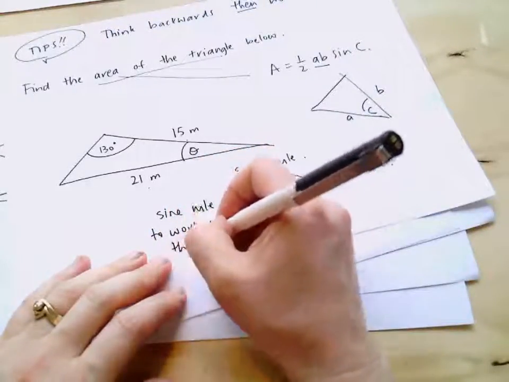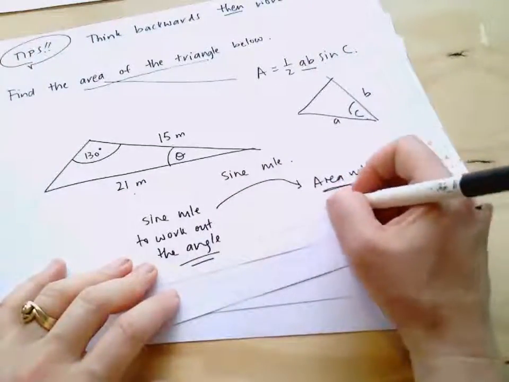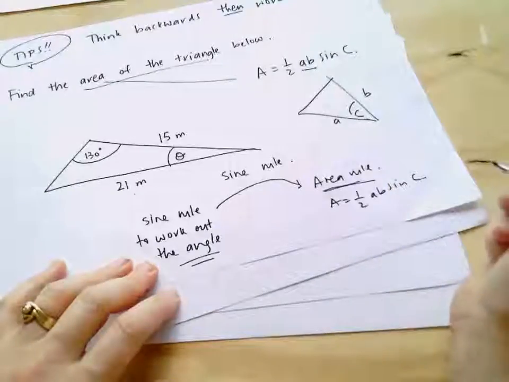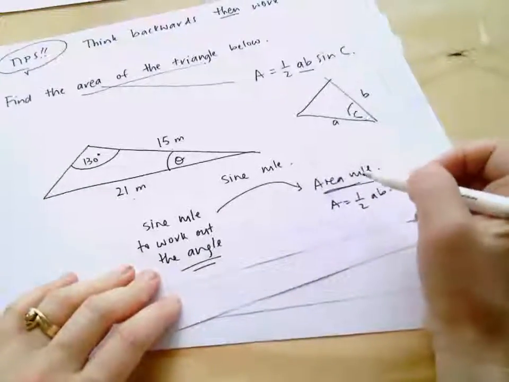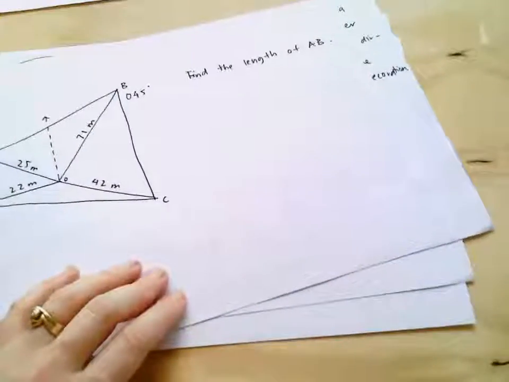So I'm going to do that, and then once I've done that, I'm going to move to my area formula and use half AB sine C. Okay, that's what I mean. Think backwards, what do I need first, then work forward. Let's do another question like that.